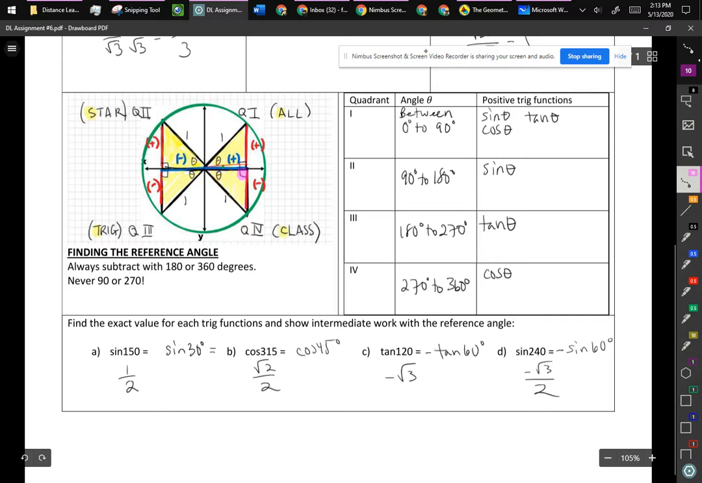Okay? So, like I said, the reason why you're subtracting from 180 or 360 is because you're really trying to get the angles for these triangles that are not in quadrant 1. And once you get that, you basically have the triangle flipped into whatever position it's in, and you just have to keep track of what's positive or what's negative in each quadrant.